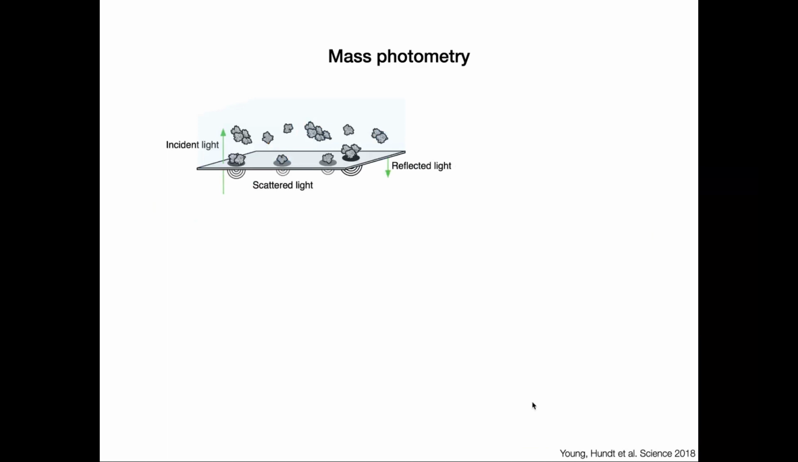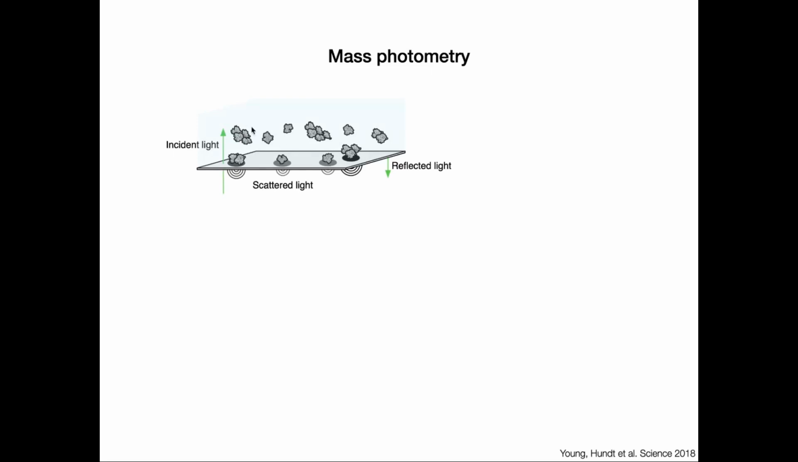Now, one way of investigating these interactions on a single molecule level, completely label free, is mass photometry, which probably most of the audience today has heard about. With this technique, you use a microscope to direct light onto a sample, which is composed of a cover slip that holds a drop of protein solution.